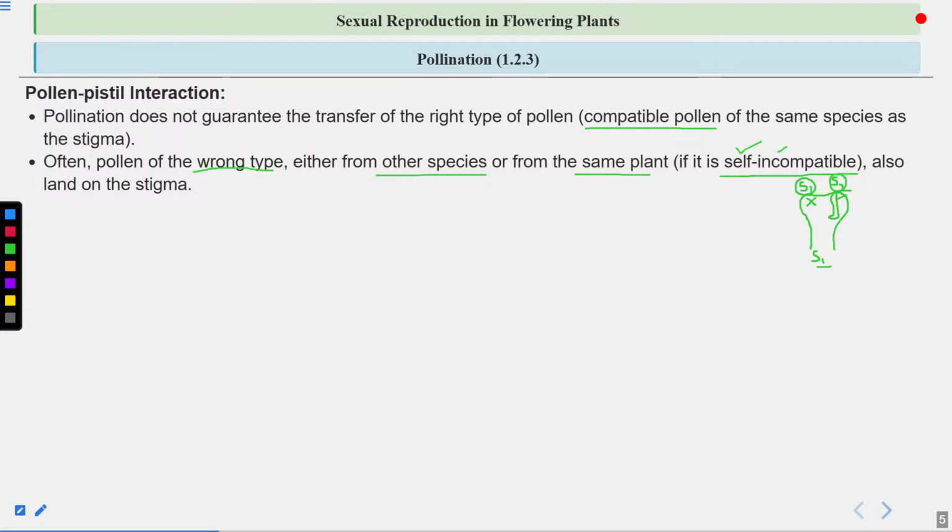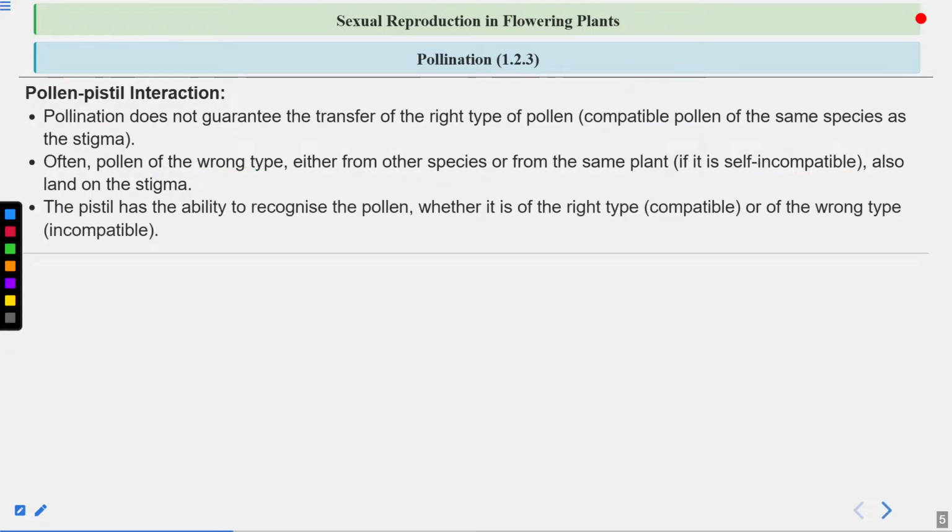The second thing is that the pollen should be from either another species or the same plant. If this one is S1 and this pollen grain is S1 from the same plant, and S2 is from another plant, then S2 will germinate, that is compatible. S1 does not germinate, so that is incompatible. And if the pollen grain is coming from another species' flower, then also it will be self-incompatible, right?